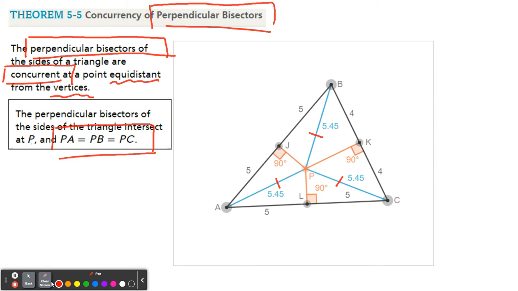Now, this word concurrent. Concurrent means 3 or more lines that intersect. Of course, if it's just 2 lines or segments, we just say that they intersect. But when you have 3 or more, they are concurrent. And again, this is something special about the perpendicular bisectors in a triangle. And again, can't emphasize enough this idea of equidistant from the vertices. That's very important. So let's kind of prove this theorem in the next slide.